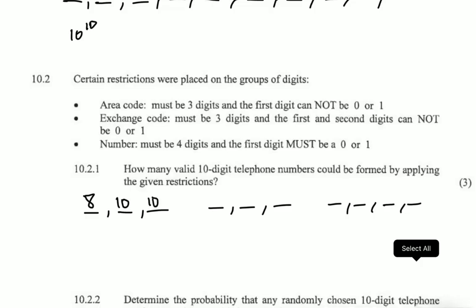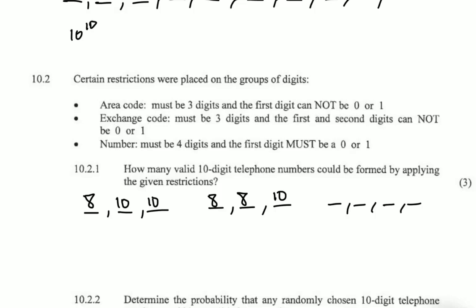For the exchange code, we are told that it must be 3 digits and the first and second digits cannot be 0 or 1. So for the first and second digits, we're choosing from only 8 possible numbers, because it cannot be 0 or 1. So we're choosing from 2 to 9, 8 possible numbers. And for the last digit, we don't have any restriction specified, so we're choosing from 10 possible numbers.